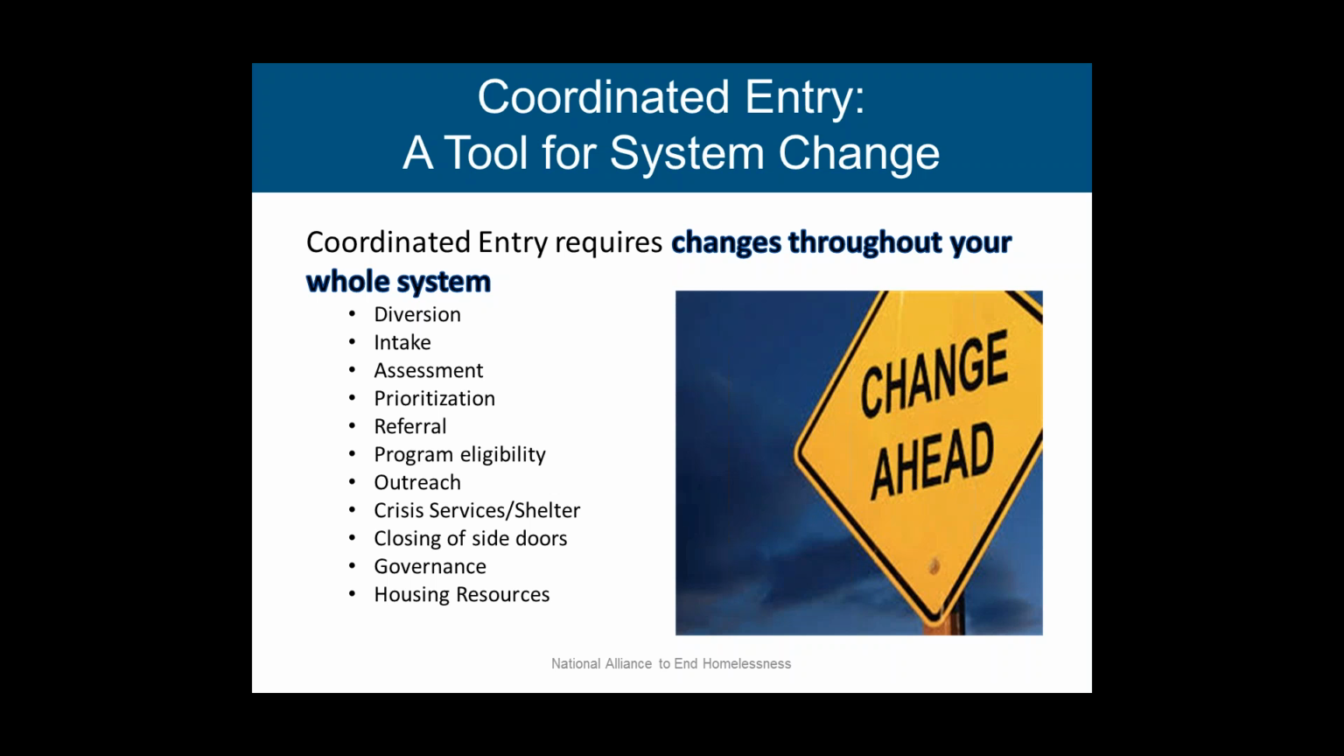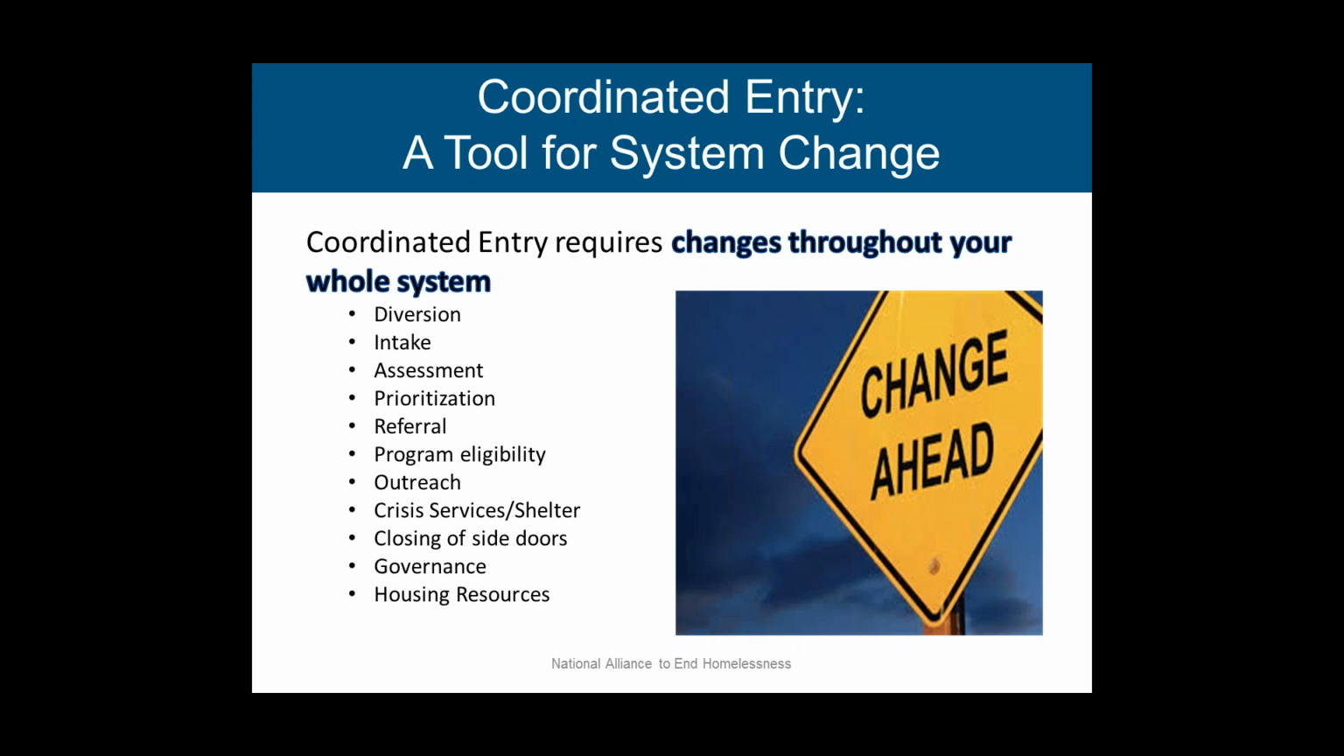systems. Outreach should definitely be integrated into this so that everybody has access and understands how to get into the system. Crisis services and emergency shelter are a critical part of this. They should not be left out of these conversations. They really need to be there. Everyone is going to be experiencing housing crises from time to time, and crisis services and shelter are very important. You're going to have to close the side doors. Providers are going to have to take referrals through the system, and that is, again, a lot of change for many providers, and there are a lot of different ways to get that done.